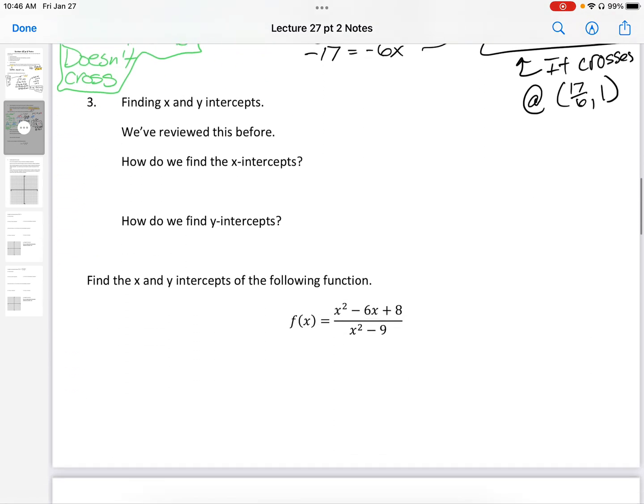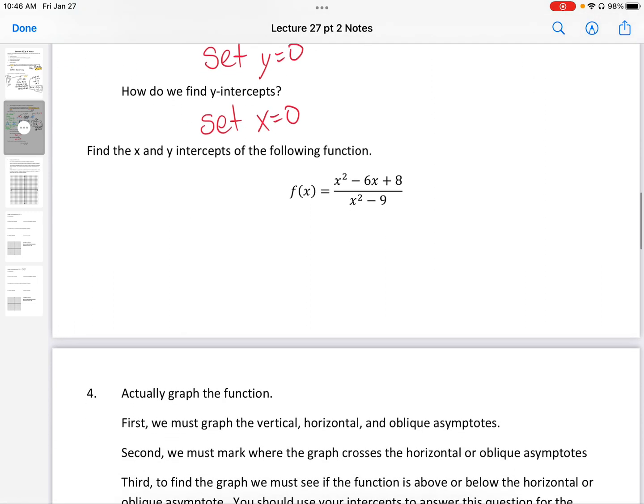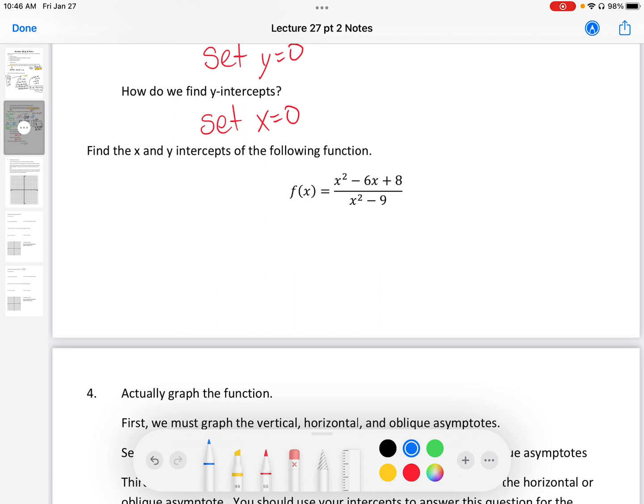So we got one more thing to talk about. We've got our x and y intercepts, and then the last thing we have is just our graphing, okay? So quick review, how do you find your x and y intercepts on this? Well, to find my x-intercepts, I set y equal to 0. To find my y-intercepts, I set x equal to 0. Okay, so for this problem down below, let's go about finding my x-intercepts. I need to set my y equal to 0. So I've got y equals 0, and that equals x squared minus 6x plus 8 over x squared minus 9.